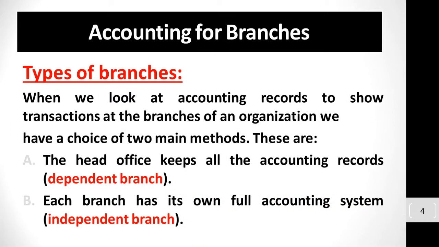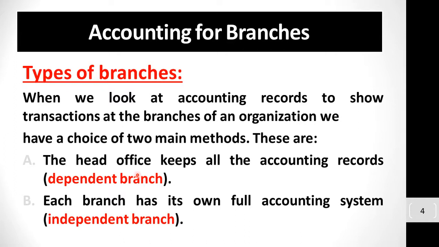Now we come to types of branches. Accounting wise, we have two types of branches. We have dependent branch and independent branch. What is a dependent branch? It is that branch where the home office or the head office keeps all the accounting records. So when the branch doesn't have its own accounting records, we call it a dependent branch because it depends on the head office in keeping its records.